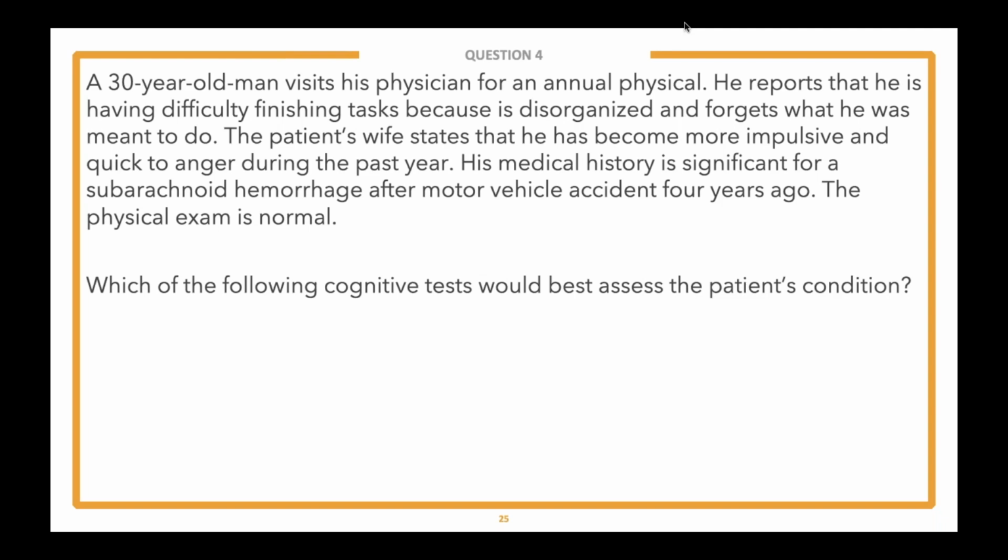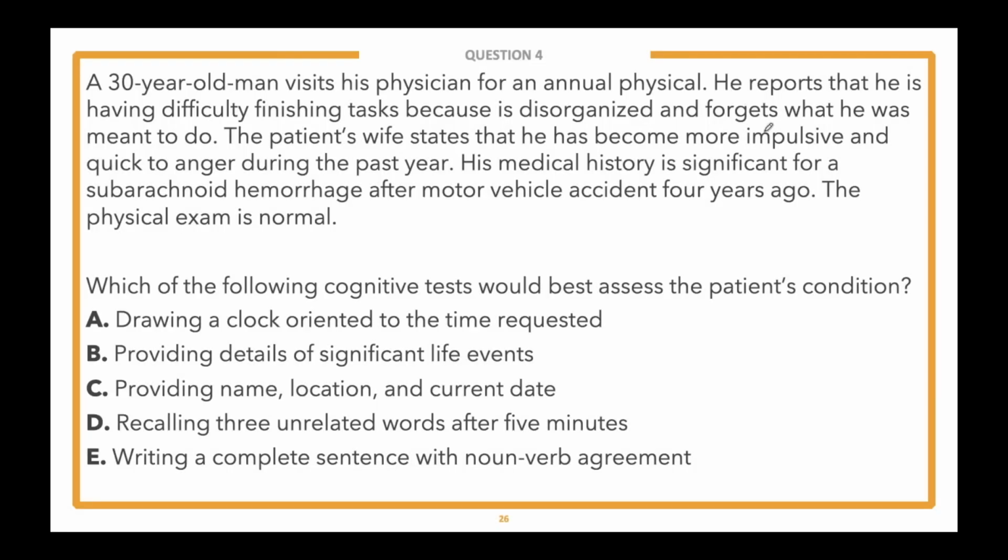So let's uncover these answer choices and see what they are, and then we'll give you guys a chance to respond. Answer choice E, writing a complete sentence with noun-verb agreement; D, recalling 3 unrelated words after 5 minutes; C, providing name, location, and current date; B, providing details of significant life events; and A, drawing a clock oriented to the time requested.